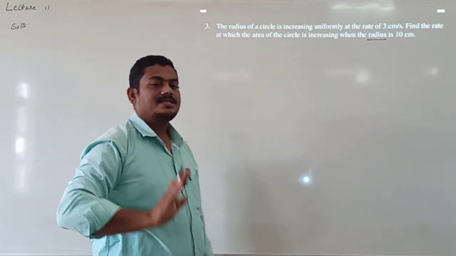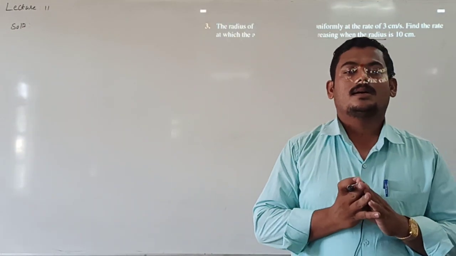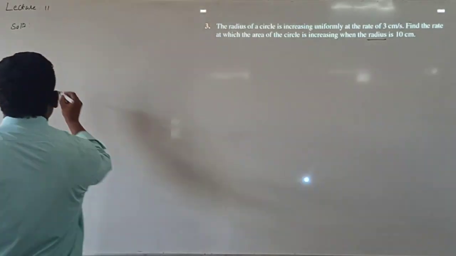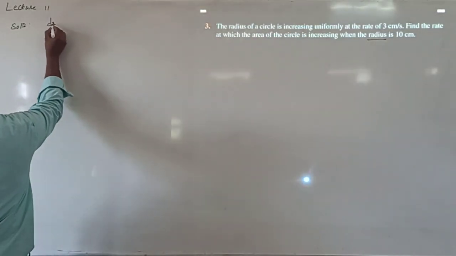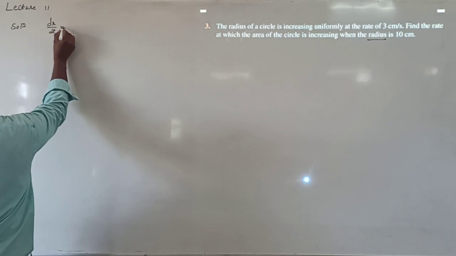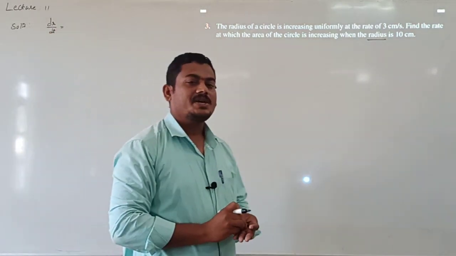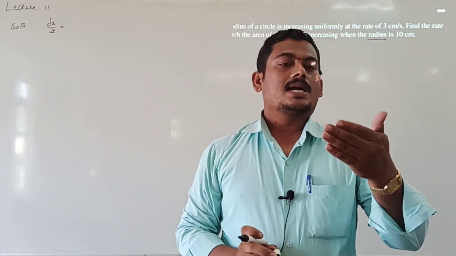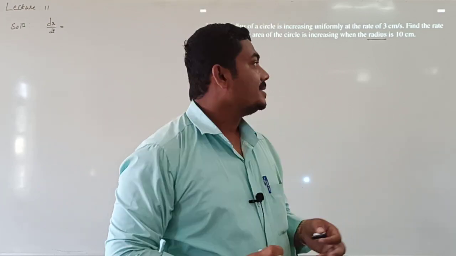The radius of the circle is changing with time. dr by dt is given. dr by dt is equal to, whether dr by dt is positive or negative. The radius of the circle is increasing.